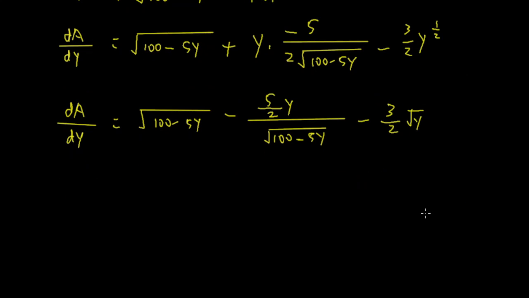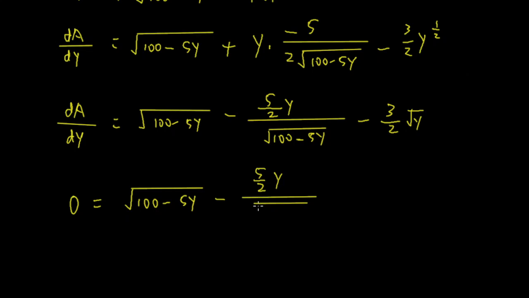Okay. Now, what do I do? Now, I have to set this equal to 0, right? So let that equal 0. Square root of 100 minus 5y minus 5 over 2y divided by square root of 100 minus 5y minus 3 over 2 square root of y.